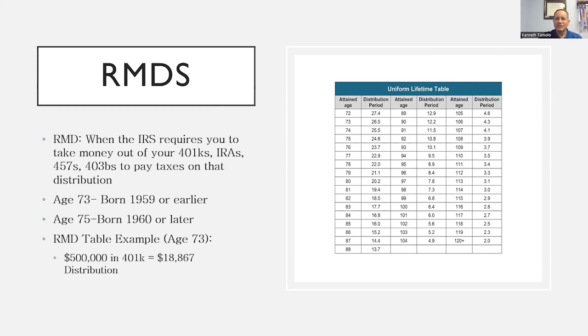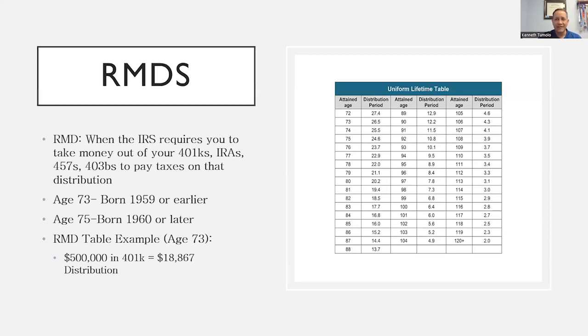On my screen to the right, you'll see that there's a uniform lifetime table. That's where you go to find out how much you have to take out. What they do is they give you a divisor. So what you're doing is you're taking your 401ks, your IRAs, and you're dividing it by that divisor. Percentage wise, the percentage goes up every year. So the lower the divisor, the higher the percentage. Just giving you a little math thing there. But really what they're trying to do is make you take more and more out so they can collect more and more in taxes. So for an example, if your account is worth $500,000 and you're age 73, when you do the math, you have to take out $18,867. So we help our clients with figuring that out.